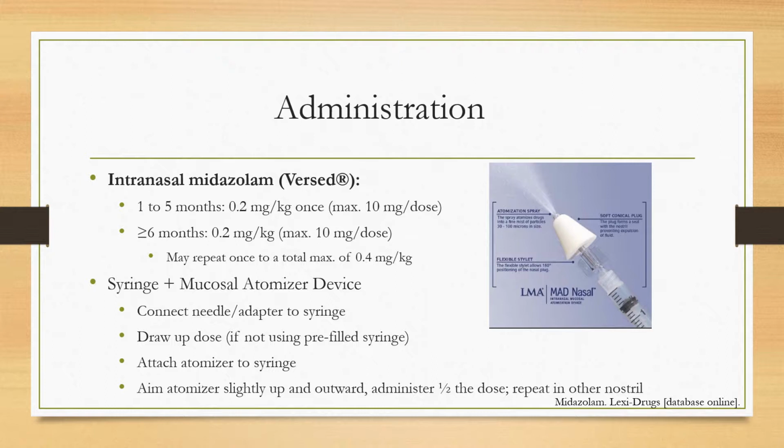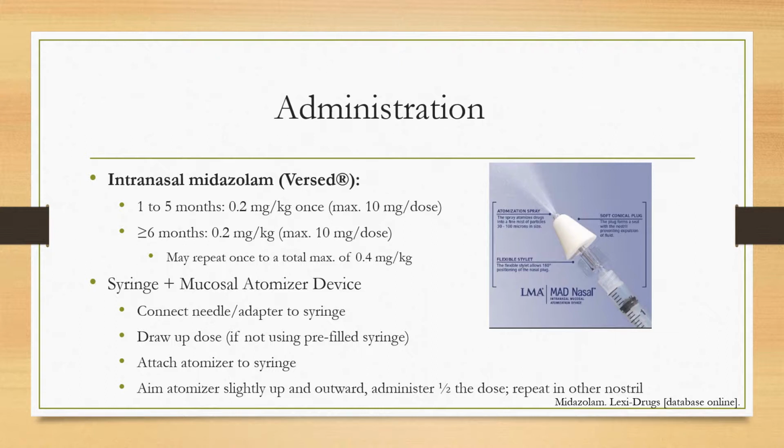There are starter kits available of this formulation. However, parents or caretakers can be given just the vials of midazolam and then the appropriate needles and syringes to draw up the dose. The syringe and mucosal atomizer device are used together in order to administer the appropriate dose for their child. First, they would connect the needle or adapter to the syringe and then draw up the appropriate dose if it's not a pre-filled syringe for them. Then they would attach the atomizer to the syringe, which you can see in the picture on the right side of the screen, and then aim the atomizer in the correct position in their nose, administer half the dose, and then repeat that in the other nostril.